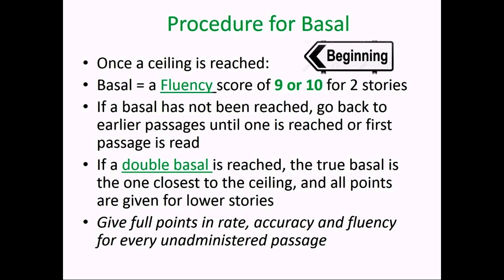If a double basal is reached, the true basal is the one closest to the ceiling, and all points are given for the lower stories. That basically means you might have gotten a 9 or a 10 twice, then you got an 8, and then you got another place where you got a 9 or a 10. The second place where you got the 9 or 10 is the one that counts, and so the child is given full credit for the stories below that, even though you saw that the child only got an 8.